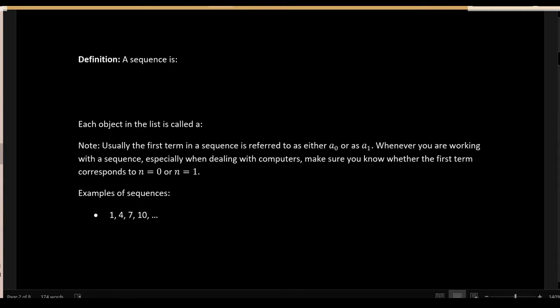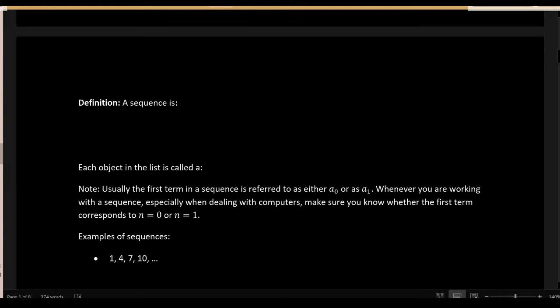Definition. And remember from yesterday that definitions are extremely important and powerful tools when it comes to writing a persuasive mathematical argument. A sequence is simply an ordered list of objects. A sequence is a list of objects in some order. Now, what these objects are, it can be almost anything. But in this class, these objects will typically be numbers.